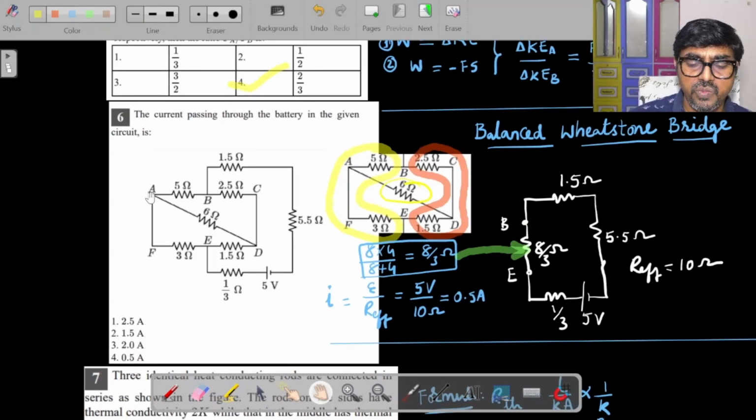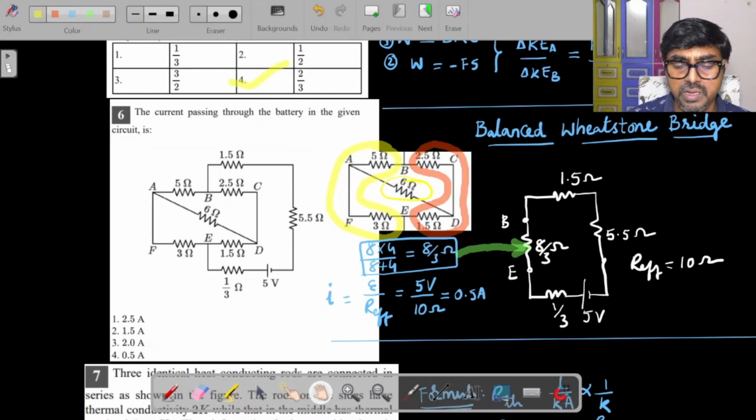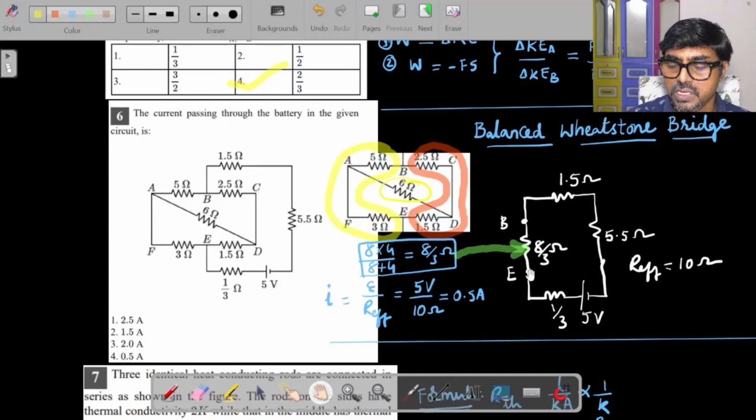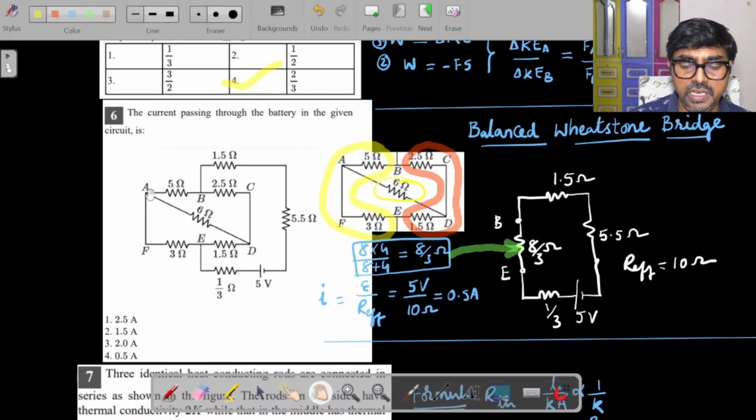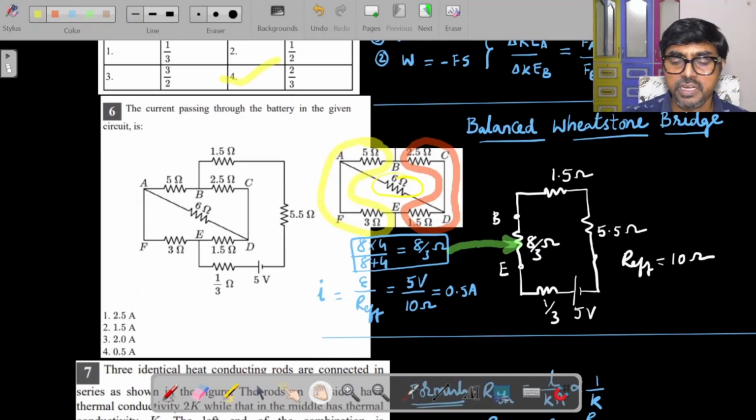So this entire Wheatstone bridge can be replaced, and it can be inserted with 8 by 3 ohms between B and E. You see B here, and this is B. This is E here, this is E here. This entire branches can be completely replaced with a single resistance 8 by 3 ohm. Now you see the circuit became very easy. 8 by 3, 1.5, 5.5 and 1 by 3. These are all in series. Effective resistance we have to calculate this.